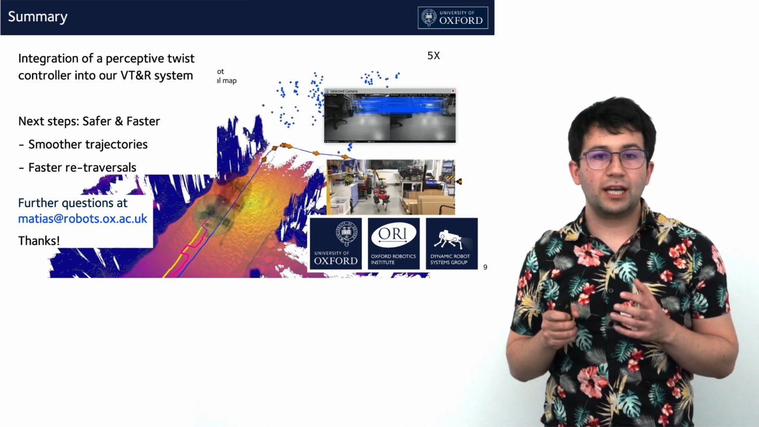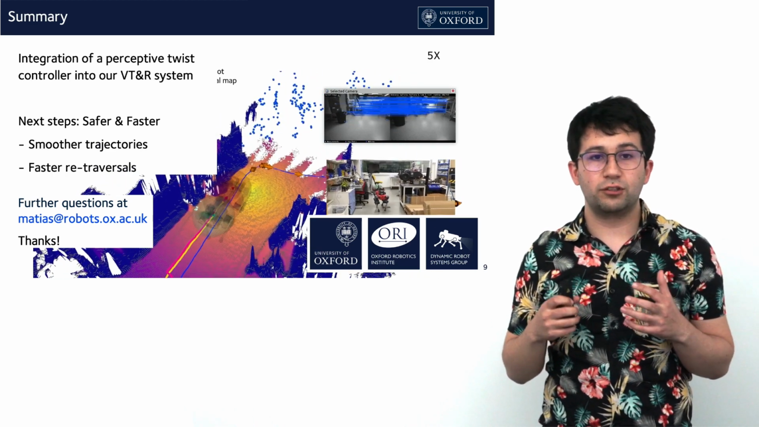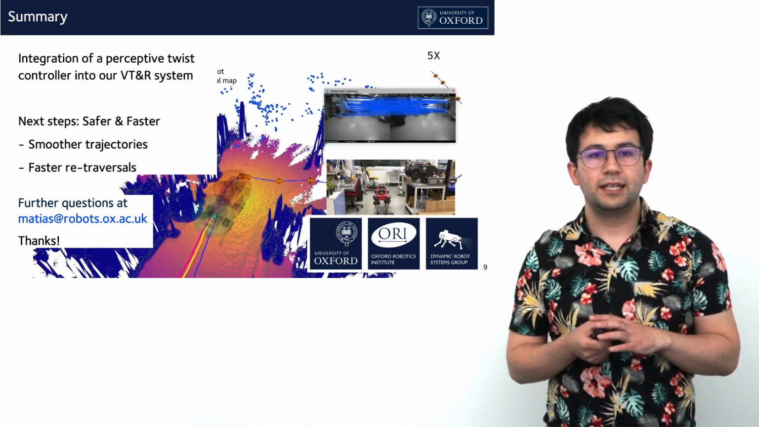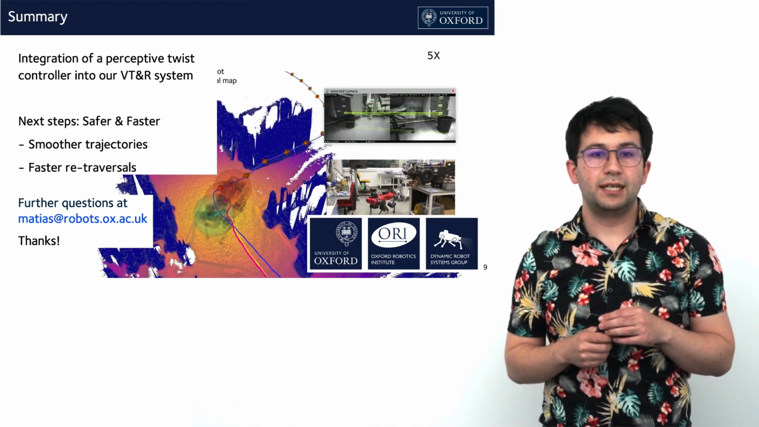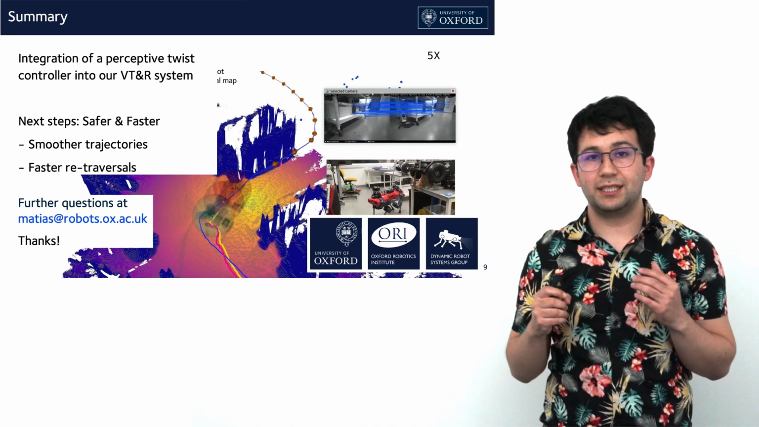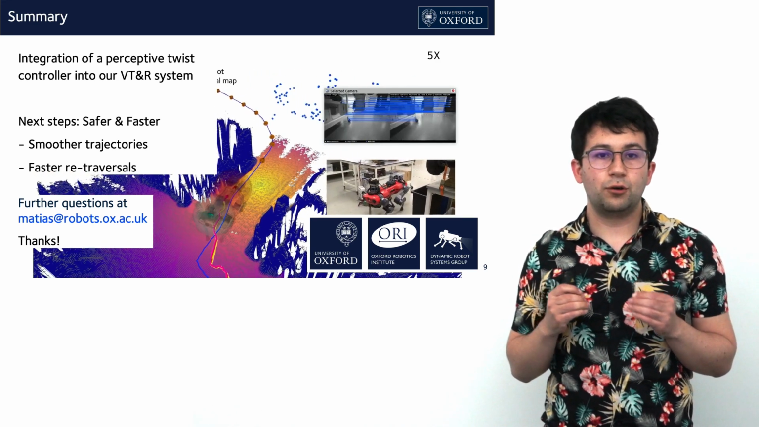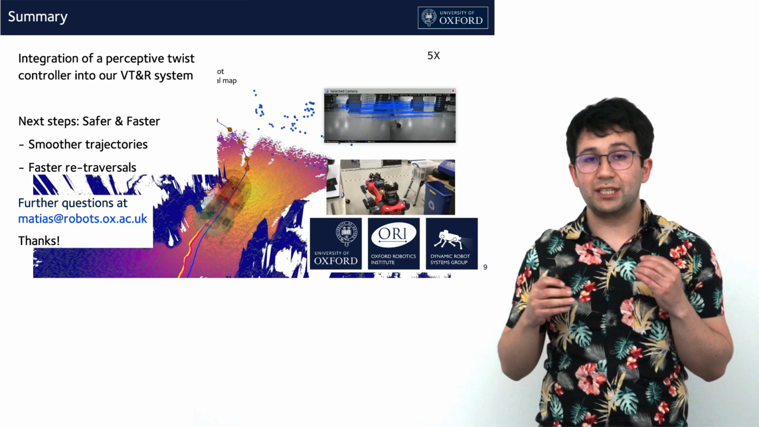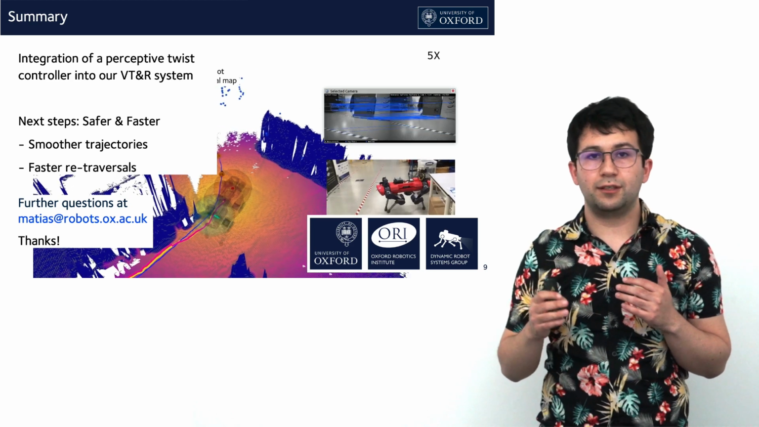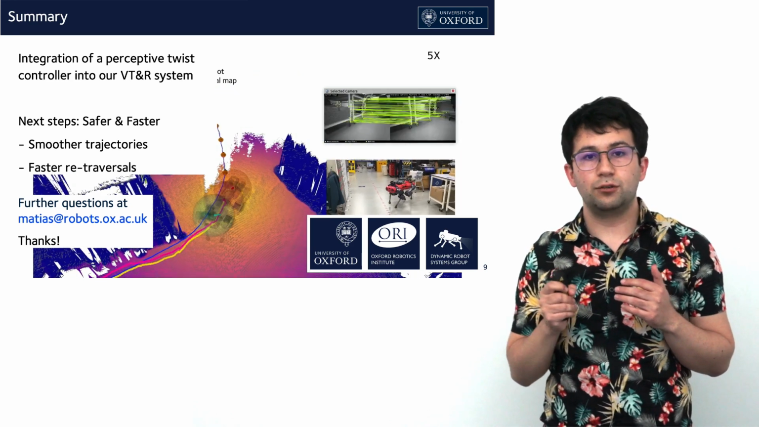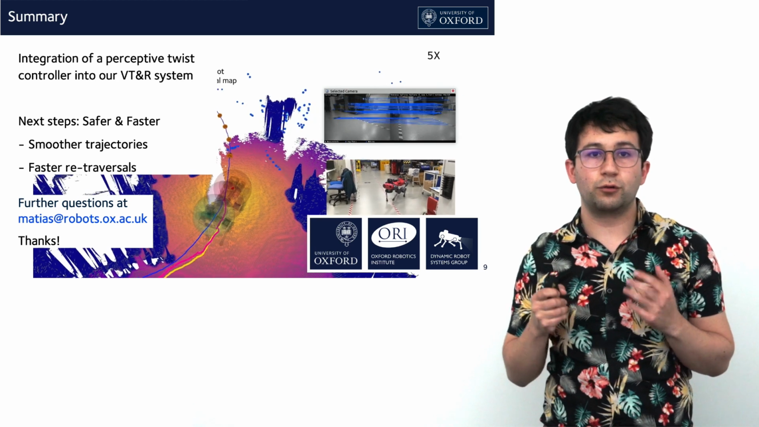So in this work, I presented how to make our virtual teacher safer by exploiting these efficient representations of the environment. The challenge now is to make the system faster, because the trajectories are currently tracked really slowly. We want to be able to repeat the trajectories faster while keeping the system safe, in order to make it more useful for real-world applications.